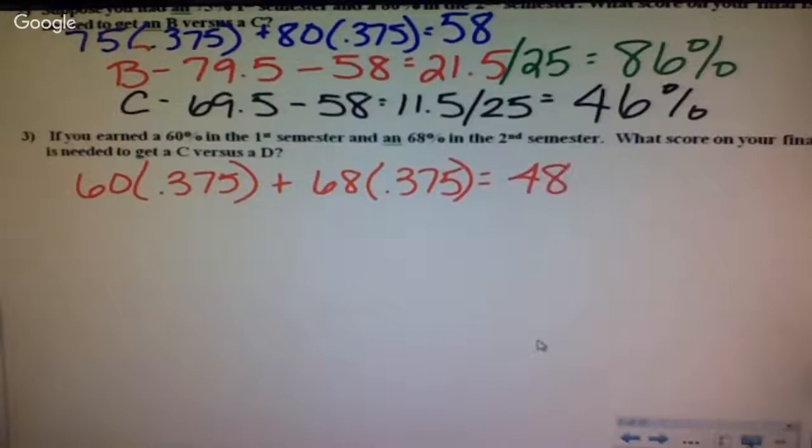So right now, you're walking into your final with a 48%. You would end up with a 48 if you did not take your final. Oh man, I would just fail. So if I want a B at the end, 79.5% would earn me a B.